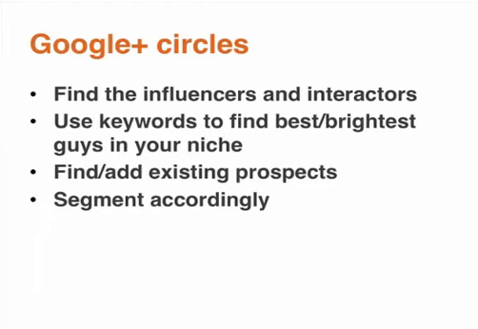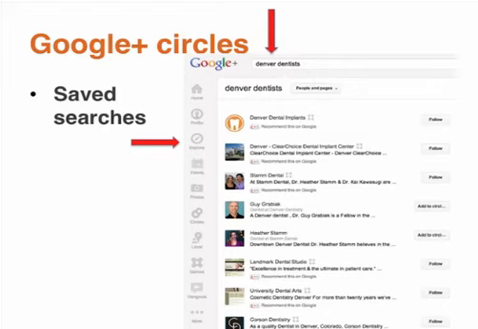So you can then add those people to your circles and segment those circles accordingly, right? Based on, again, those very specific niches that you want to communicate to, okay? So let me just show you how that works in practice here.